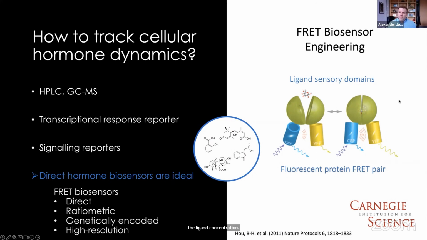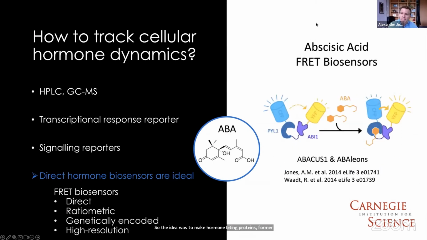So the idea was to make hormone binding sensors. And the first sensor I was able to engineer was for abscisic acid, or ABA. I called this Abacus, or ABA concentration uptake sensor 1. And around the same time, Rainer Waadt in Julian Schroeder's lab was able to engineer ABAleons. Both sensors worked in very similar ways, with an ABA binding domain and fluorescent protein variants of CFP and YFP. They were giving FRET ratio changes, emission ratio changes, in response to ABA. Now, at the time, we had really good tools for measuring ABA in vivo.